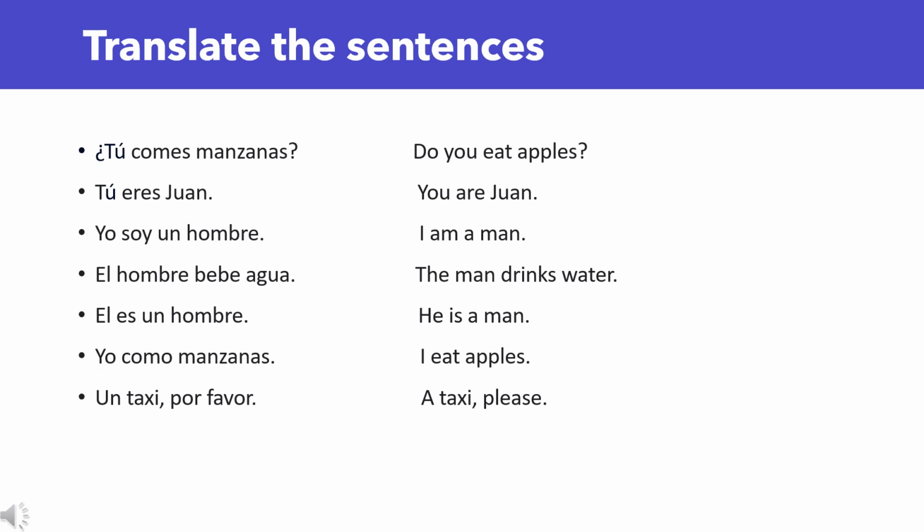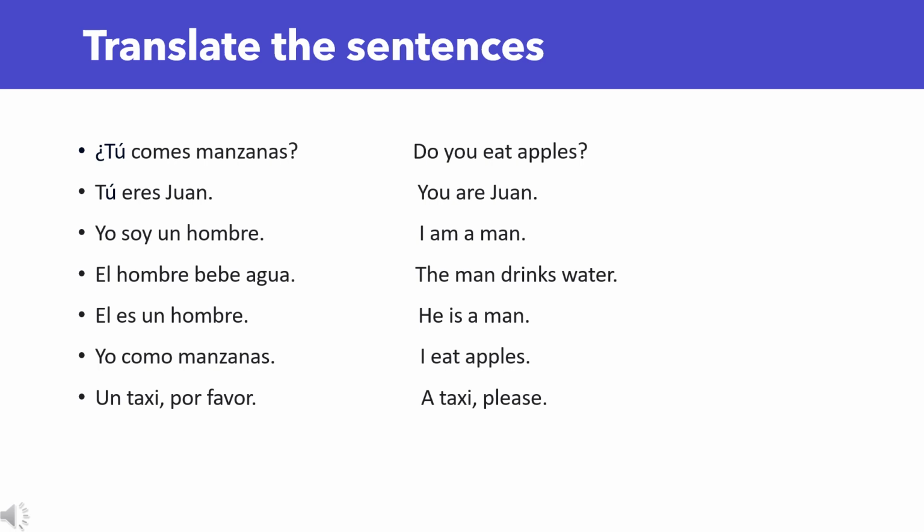Yo como manzanas, which means, I eat apples. Un taxi, por favor, which means, a taxi please.